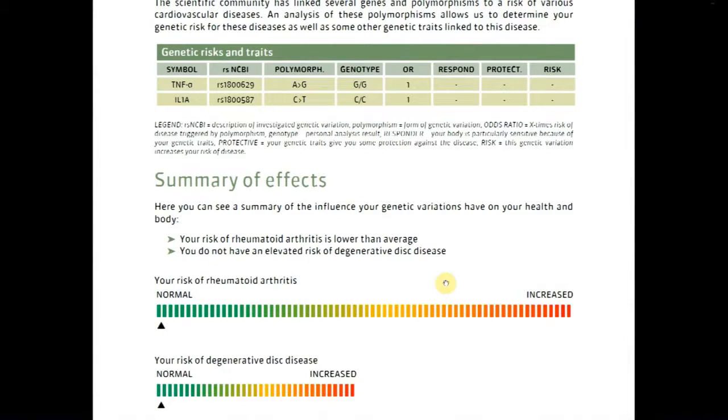So looking at this, these are the two genes. This person doesn't have an increased odds ratio. You can check if you have a higher number here, your risk is higher. And then on this scale, you're going to have a normal risk up to very high risk. You can check where you are.